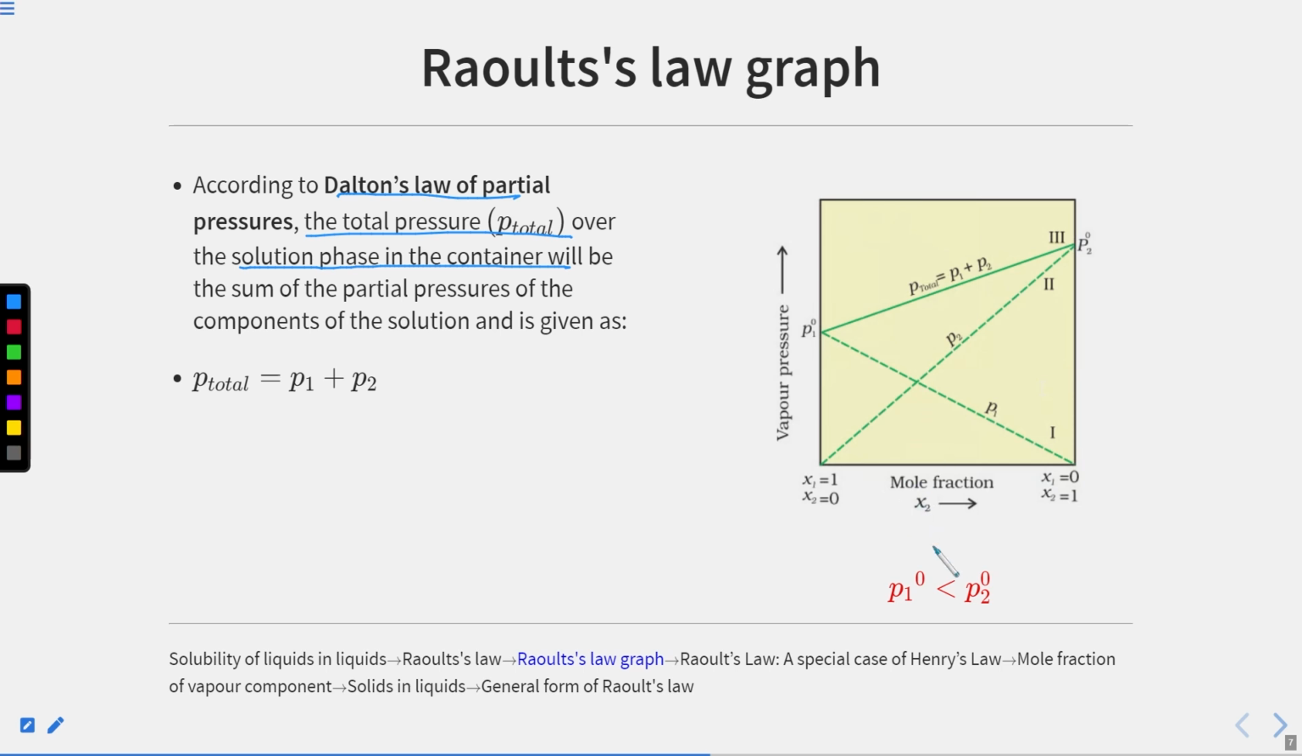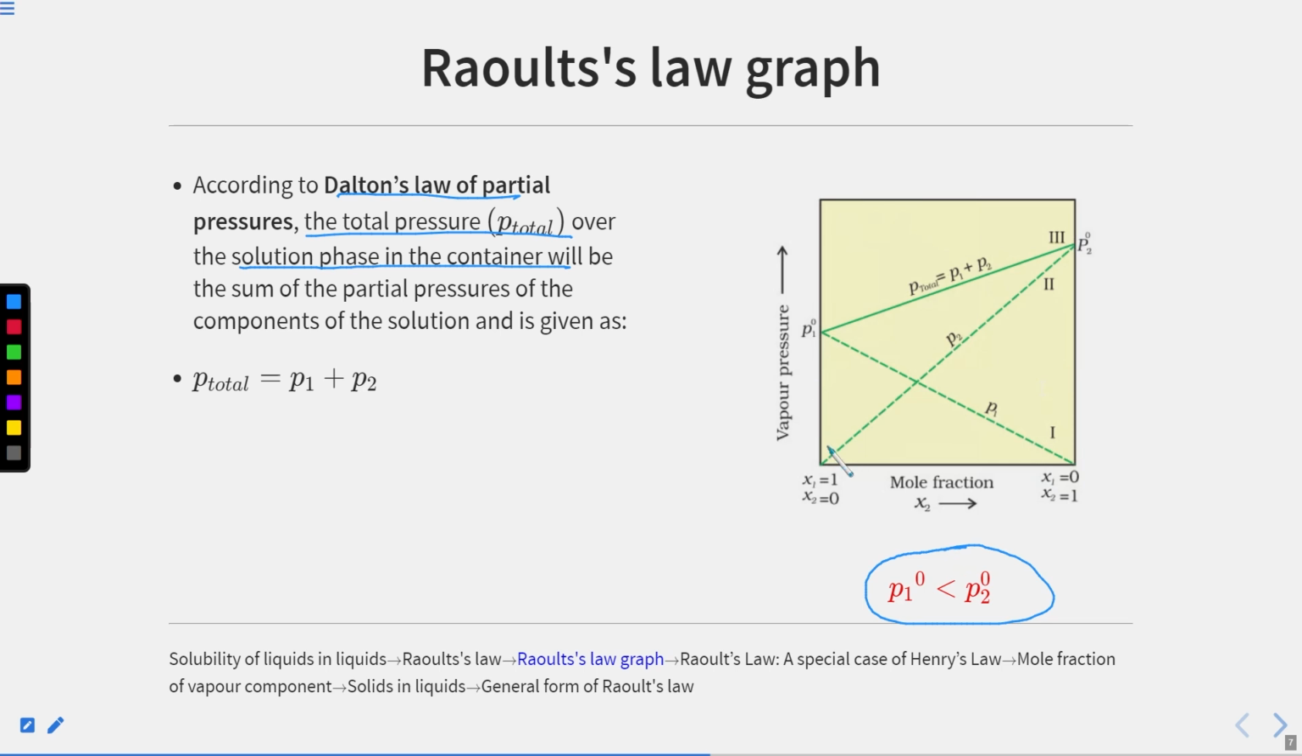Now suppose we have taken the case that P02 is greater than P01, meaning that if we take component 2 in the pure form and we take the same volume of component 1 in the pure form, and we measure the pressure of both independently, then we will see that P02 is greater than P01. So we have taken just a case. There is nothing to think about it. We have taken a case where P02 is greater than P01.